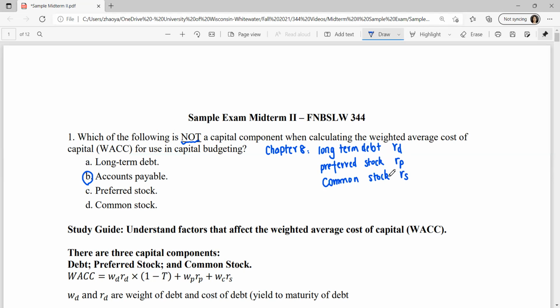So in this part, we know that the 3 major capital components are long-term debt, which is choice A, preferred stock, which is choice C, and the common stock, which is choice D. Accounts payable belongs to current liability. This is question 1.